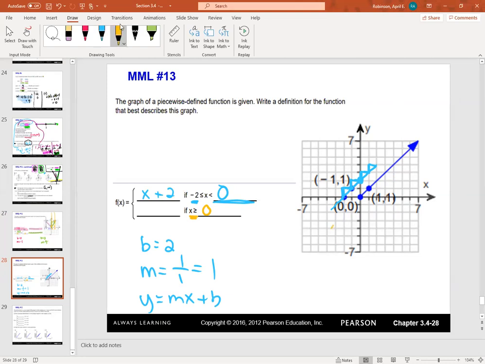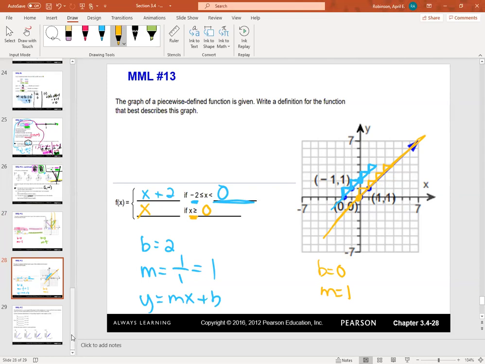And then if I look at the other line, I need the equation of this line. This one's crossing the y-axis at 0 and goes up 1 over 1. This one also has a slope of 1. So it's just 1x or just x. That's the identity function right there. And that's 13.